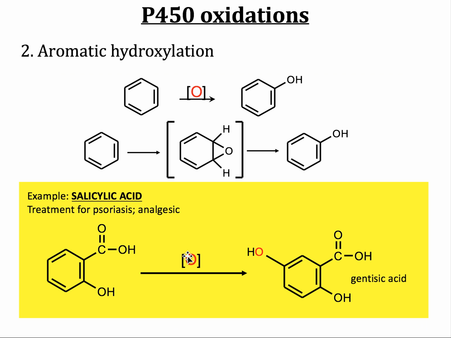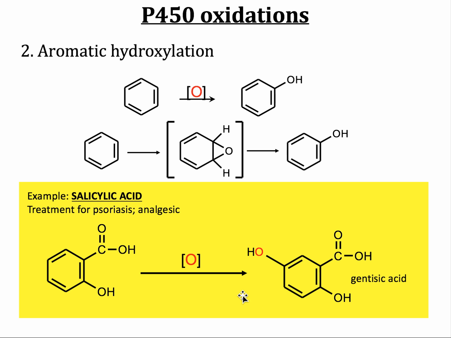Now, aromatic hydroxylation is also very similar. You've got benzene here, and you simply add the oxygen. An example is salicylic acid, used as an analgesic or for psoriasis, so skin conditions, anything that can happen to your skin. You give salicylic acid, and this is converted into gentisic acid via oxidation. So the main structure you're looking for is this benzene ring, and you simply add an OH to form the gentisic acid.